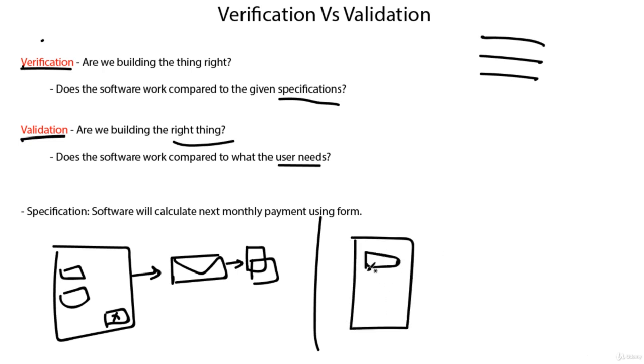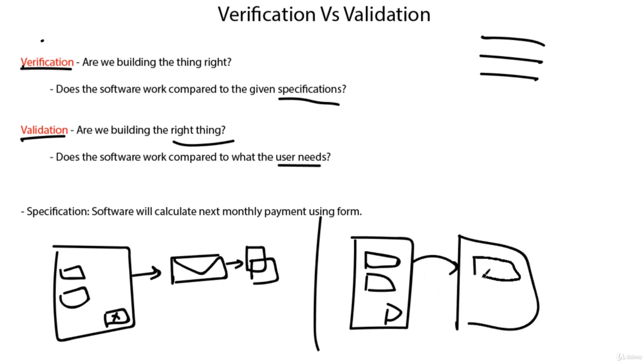They wanted something we could put in right here, click a button, and then it'll go to another page, and maybe it'll show you something like a graph, or it'll show you your monthly payment, or maybe it's all on the same page here. And you'll notice that this does exactly the same thing as the specification as well. It calculates the next monthly payment using a form, but they're two different implementations. So even though both of these are verified, they're not both validated.